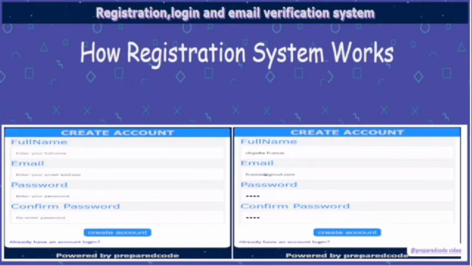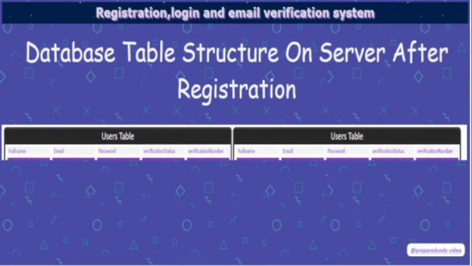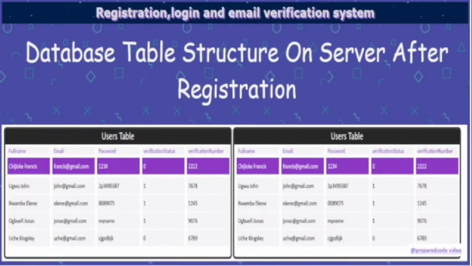You can see here we have our full name as Chijioke Francis, the email. Then when we create this account, this information is stored in our database the same way we entered it in the registration form. So now this information is registered on the server, and we have a verification status 0, which means Francis has registered in this system but has not verified his account. Now we have the verification number, which will be sent to francis@gmail.com.